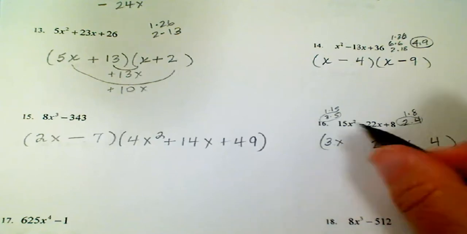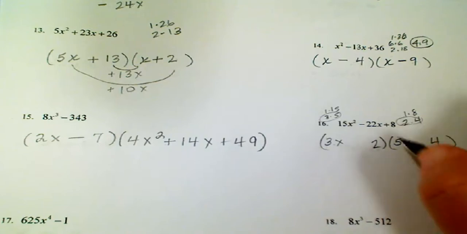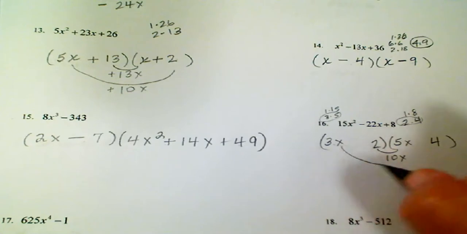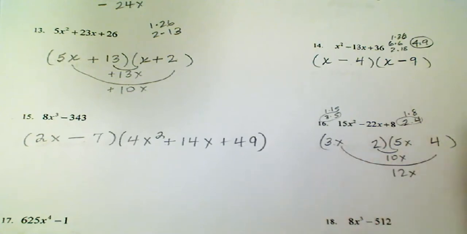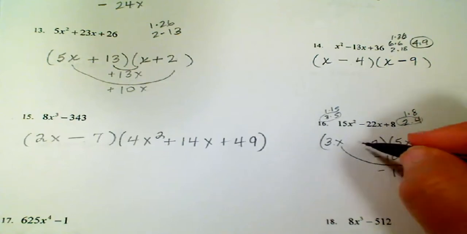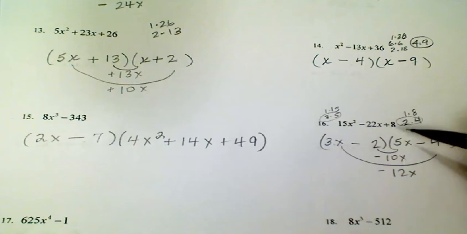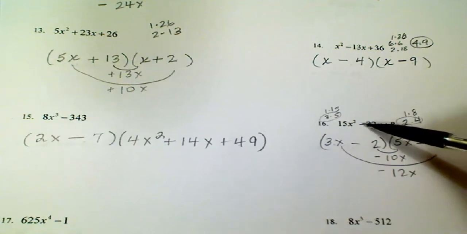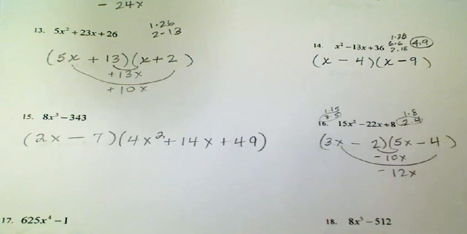Okay, so these two multiply to be this. These two multiply to be this. To get this, you multiply the inside, which would be 10x. The outside, which would be 12x. And lucky guess, I got it right. And both of these will have to be minus to give me a negative 22, which is correct because this is a plus. So when you have a plus and this is a minus, remember they're minus, minus, because these have to multiply to be positive 8. All right, there we go.